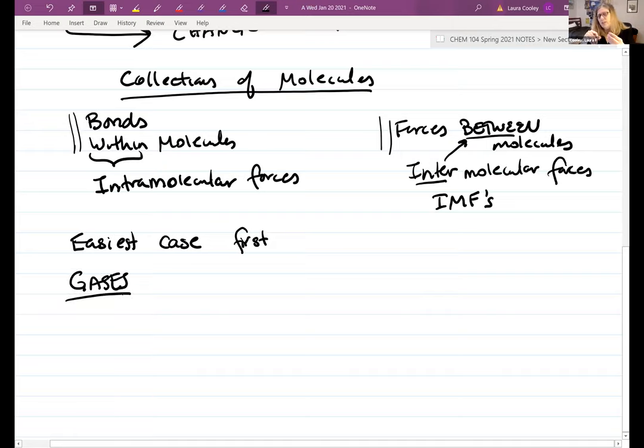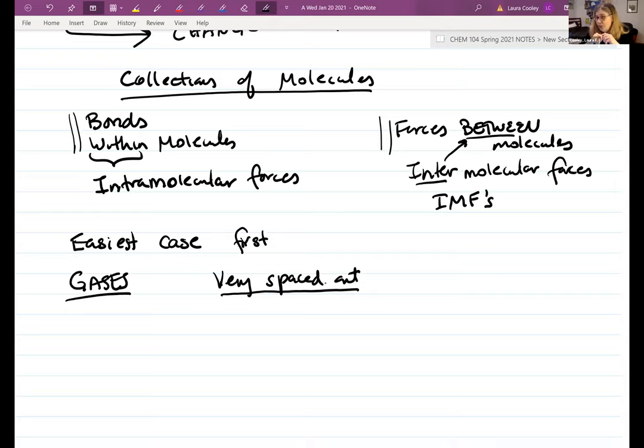So if we're talking about forces between molecules, why is gases the easiest case if I have a collection of gas molecules? Anybody? They're very spaced out. So what does that mean if they're very spaced out? What happens to the forces if they're very spaced out? They vibrate and they move freely. They definitely do all of those things.